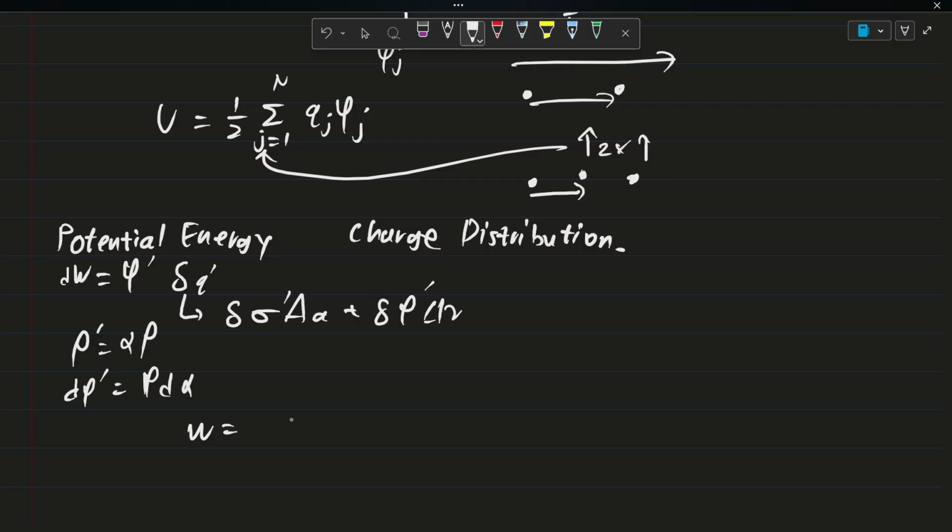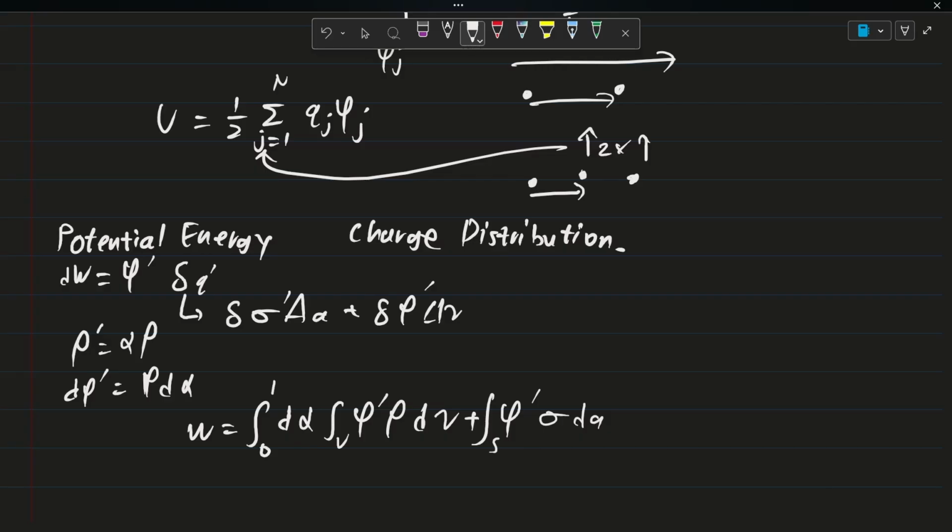The work would be the integral of the d alpha times the integral of the phi prime of rho dV plus phi prime sigma dA. Well, this is the surface, sorry, the volume, and this one's the surface. This is from 0 to 1. Because for the very final state, the alpha should be 1, and for the very initial state, there are no charges, or the charge is 0.